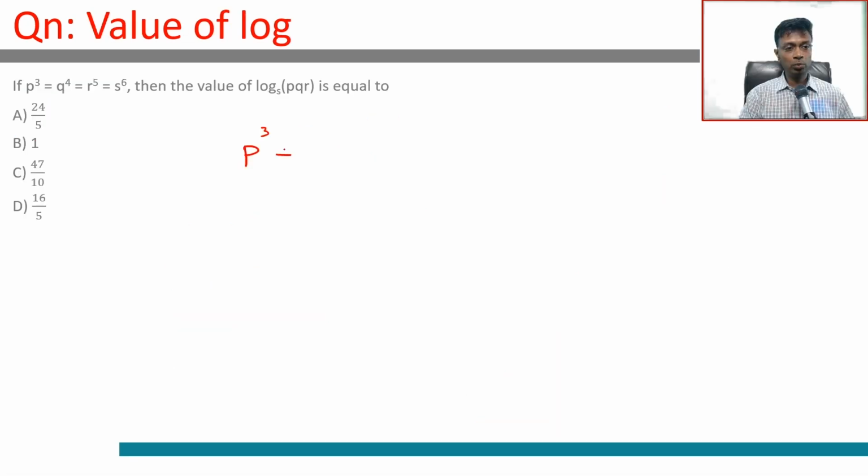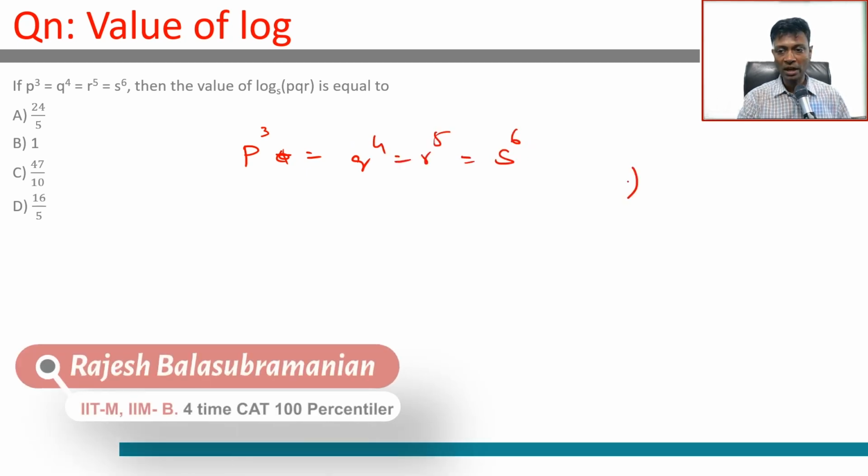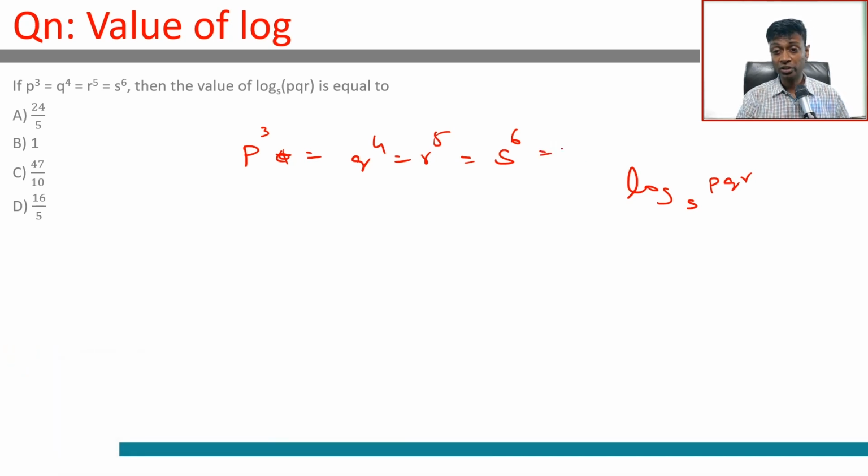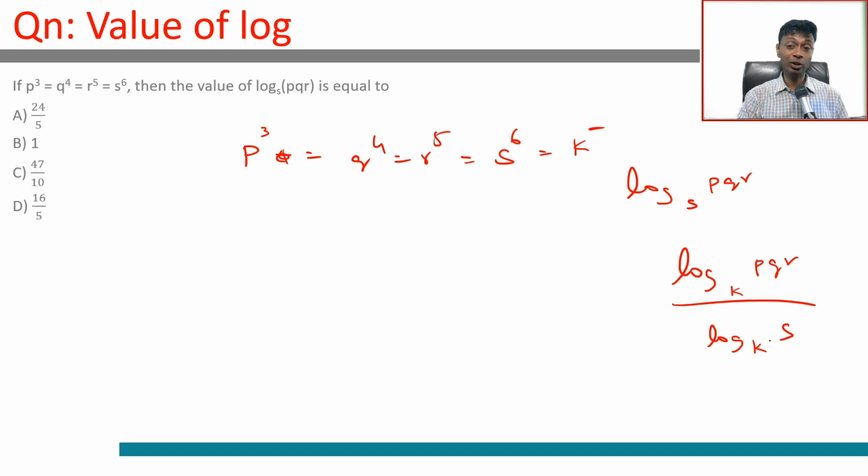So this number. P cube equal to q power 4 equal to r power 5 equal to s power 6. The value of log of PQR to the base S. These kind of questions I would usually like to plonk this as equal to k power something, so that we can get everything in terms of k, and then we can write it as log PQR by log S, both to the base k. That is the approach. You get that, you're through.